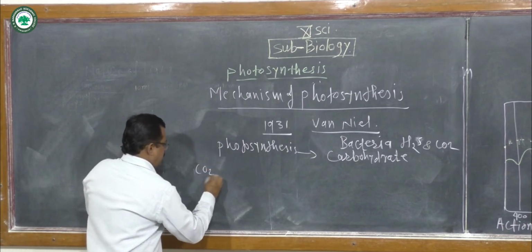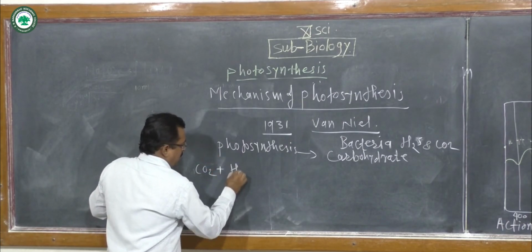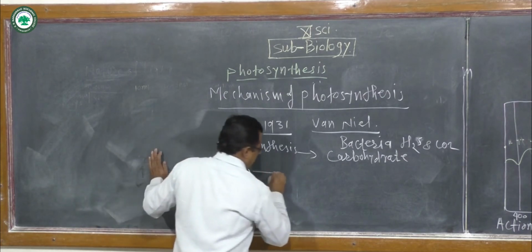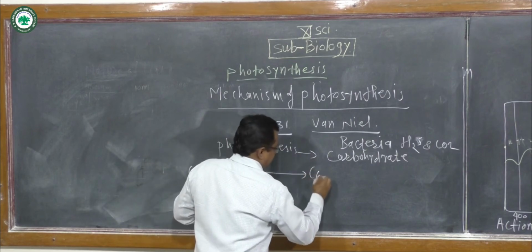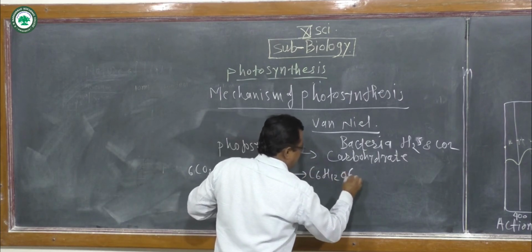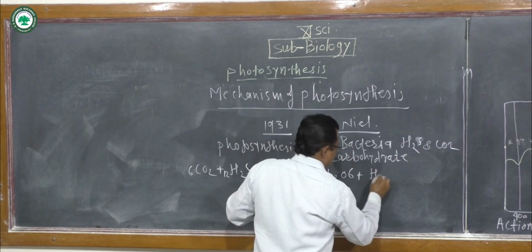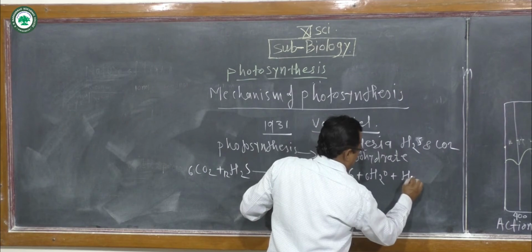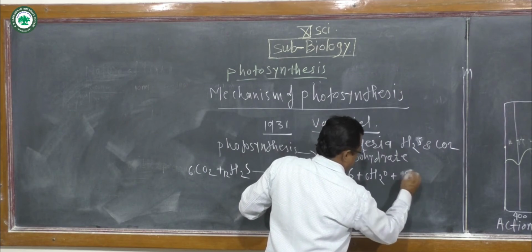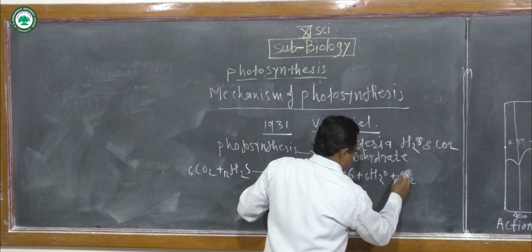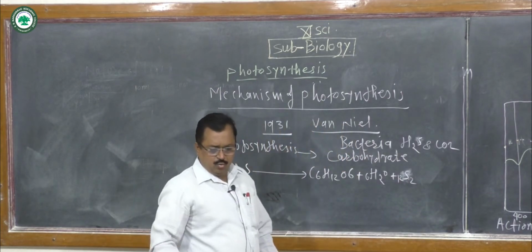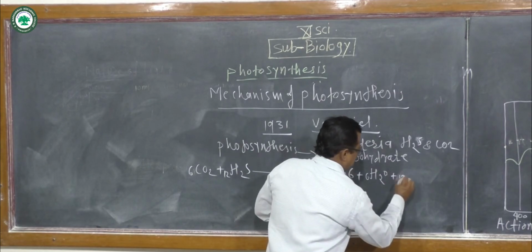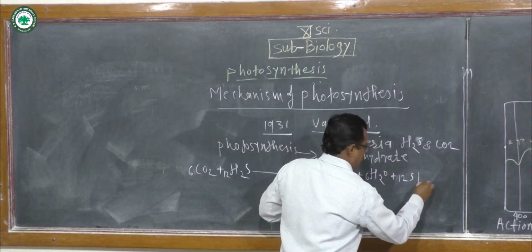That is 12 H2S plus 6 CO2 gives C6H12O6, then 6 H2O molecules and 12 sulfur.